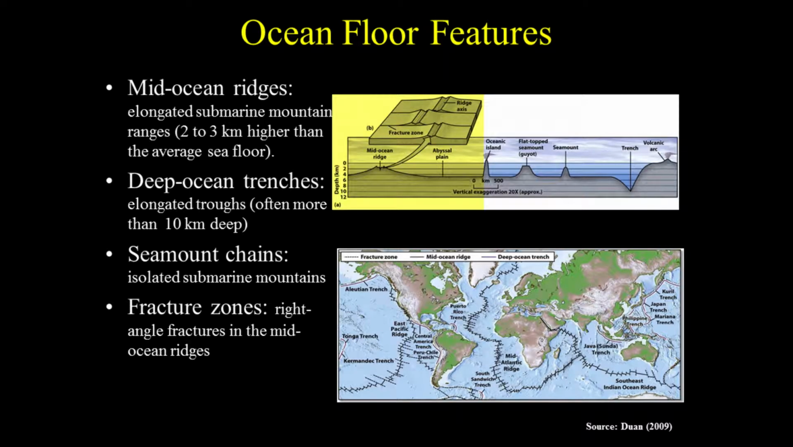Here, mid-ocean ridges are elongated submarine mountain ranges, 2 to 3 kilometers higher than the average sea floor. Deep ocean trenches are elongated troughs, often more than 10 kilometers deep. Seamount chains are isolated submarine mountains. And fracture zones are right angle fractures in the mid-ocean ridges.